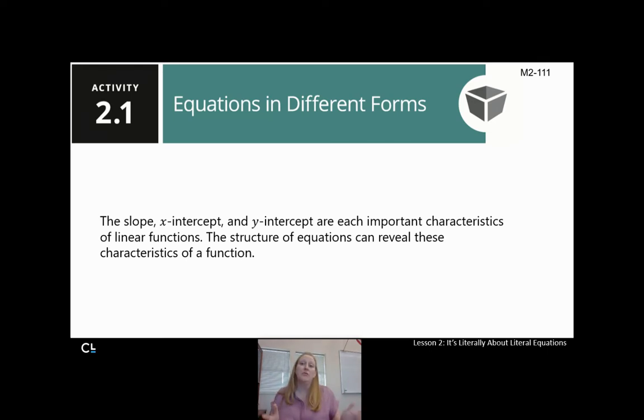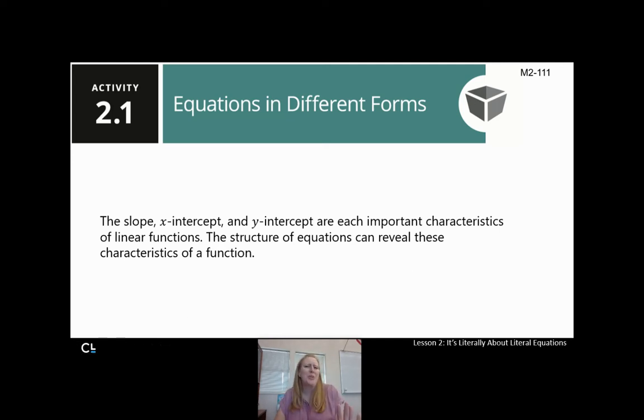Now, of course, the reason for these different forms is they showed us different stuff, right? We had the slope, you can find the x-intercept, the y-intercept. These are all important characteristics of linear functions. Your slope is important. The x-intercept tells you where it touches your x-axis, or where y equals 0. The y-intercept tells you where it touches your y-axis, or where x equals 0. And they are each important characteristics of our linear functions. The structure of our equations can reveal the characteristics of a function. You know this, you've done this before.